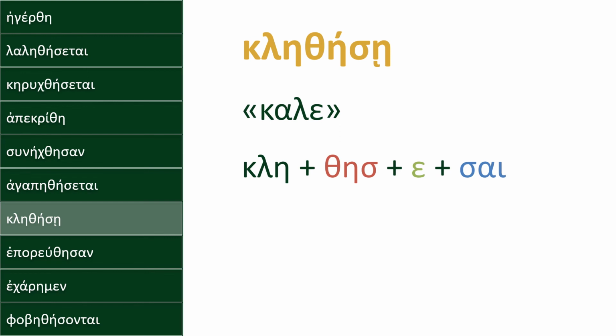Klethese. Future passive indicative, second person singular, you will be called. It's from the root kale. The tense stem is actually modified. It is kle. We add the future tense formative thes, connecting vowel epsilon, and second person singular ending se. Then what happens, of course, is that the intervocalic sigma of the personal ending drops out, and epsilon alpha iota contracts to eta with the iota subscript. This gives us klethese.